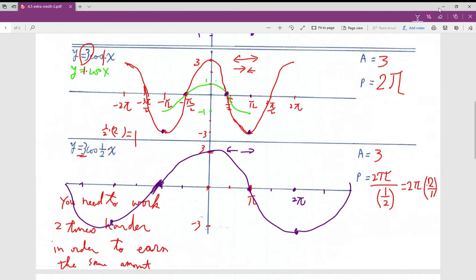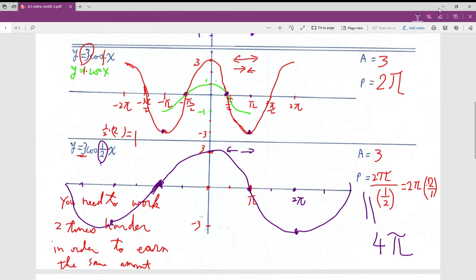So if you have half x, then your period times 2 becomes 4 pi. And you should just memorize the formula, easier this way. But before you memorize the formula, I explain in detail for you to understand. Make sure you agree with the formula.